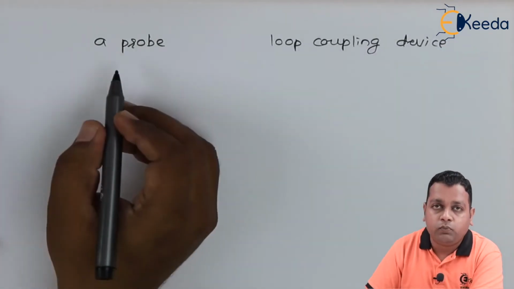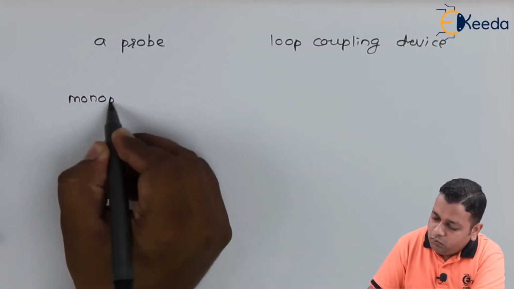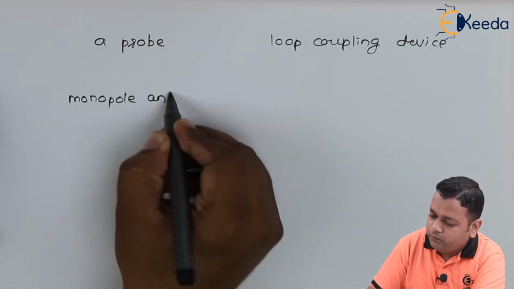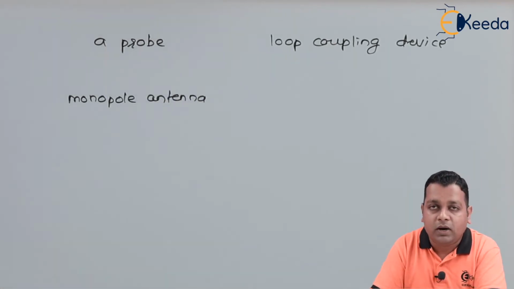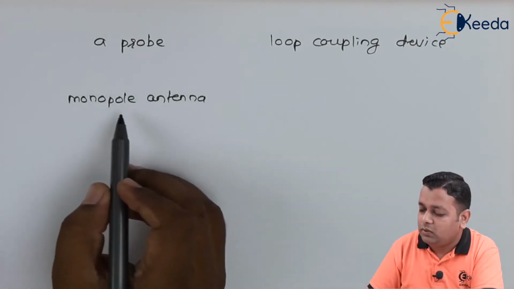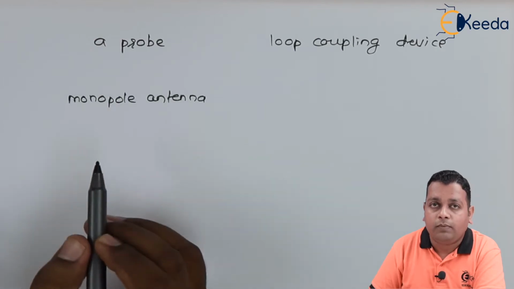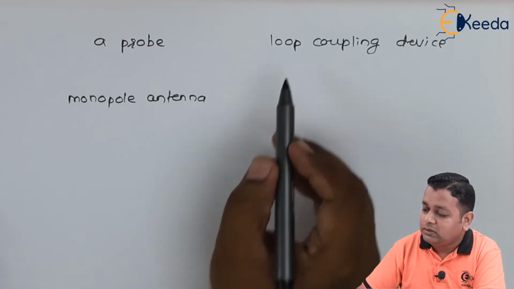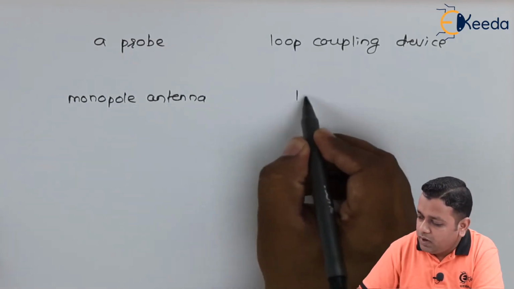So what is this probe? The probe is nothing but a small monopole antenna. Certainly we shall draw a schematic and I will show you how exactly the monopole antenna is inserted inside the cavity of rectangular waveguide. Whereas the loop coupling device is nothing but the loop antenna.